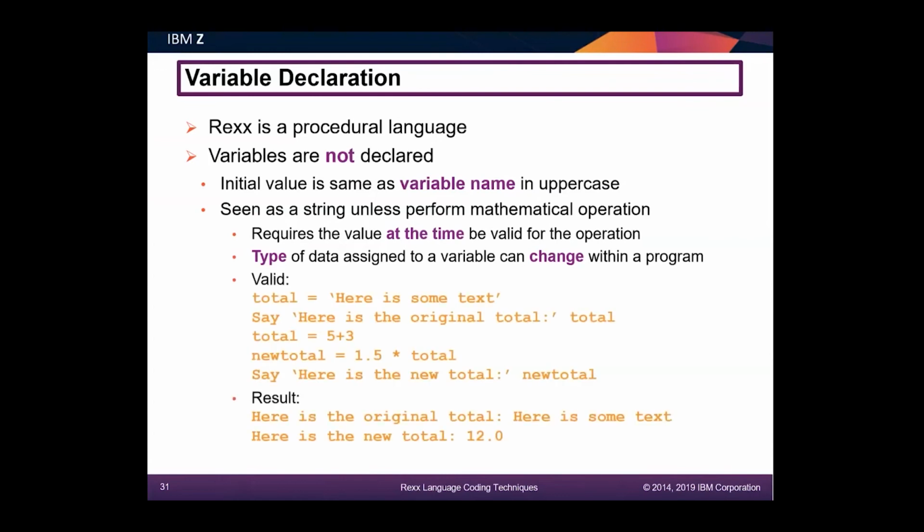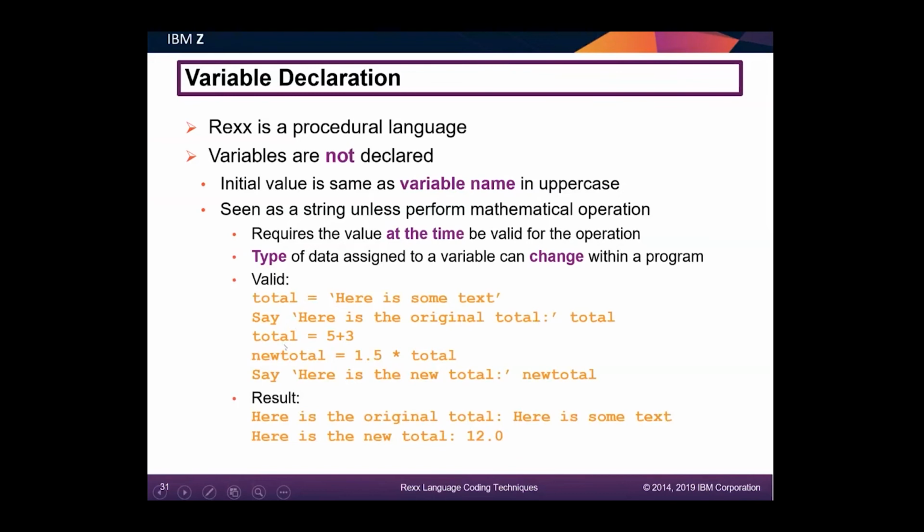So let's look at an example here. This is perfectly valid to do something like this, where I say total is equal to a string. Here is some text. I then use the say statement, or the say instruction that says, write this out on the console. Here is the original total, and then the value of the variable total, which is here is some text. And then I say total equals 5 plus 3.